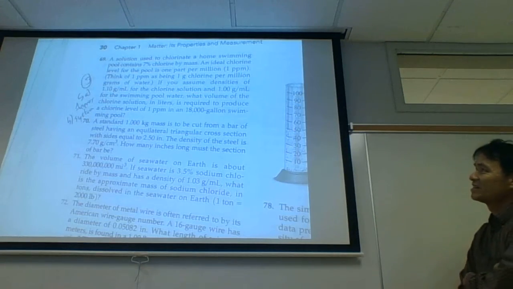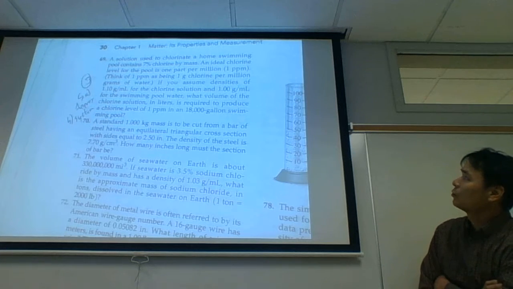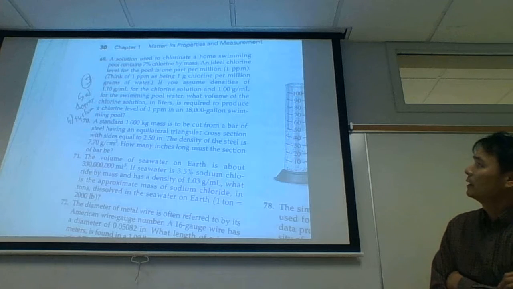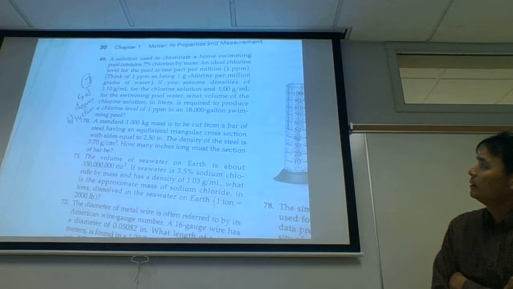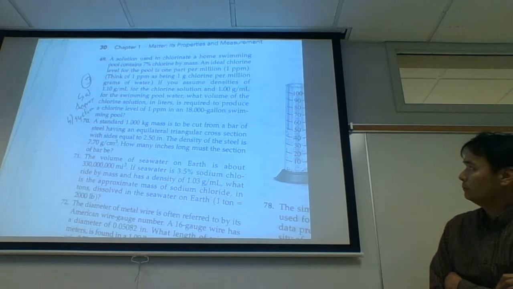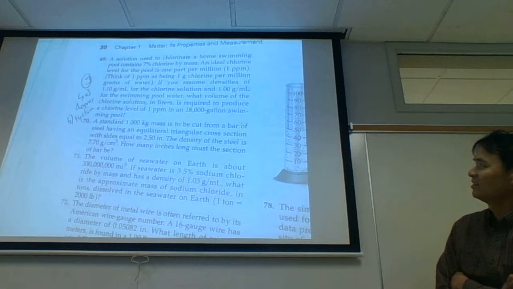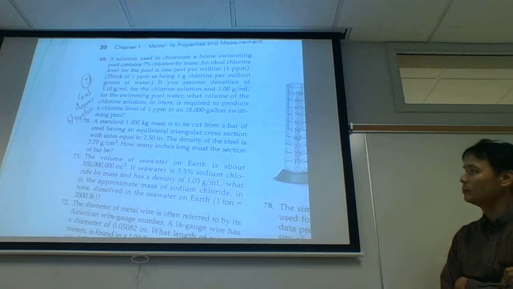So number 69 says a solution used to chlorinate a home swimming pool contains 7% chlorine by mass. An ideal chlorine level for the pool is 1 part per million. Think of 1 ppm as being 1 gram of chlorine per million grams of water. If you assume densities of 1.10 grams per milliliter for the chlorine solution and 1.00 grams per milliliter for the swimming pool water, what volume of the chlorine solution in liters is required to produce a chlorine level of 1 ppm in an 18,000 gallon swimming pool?